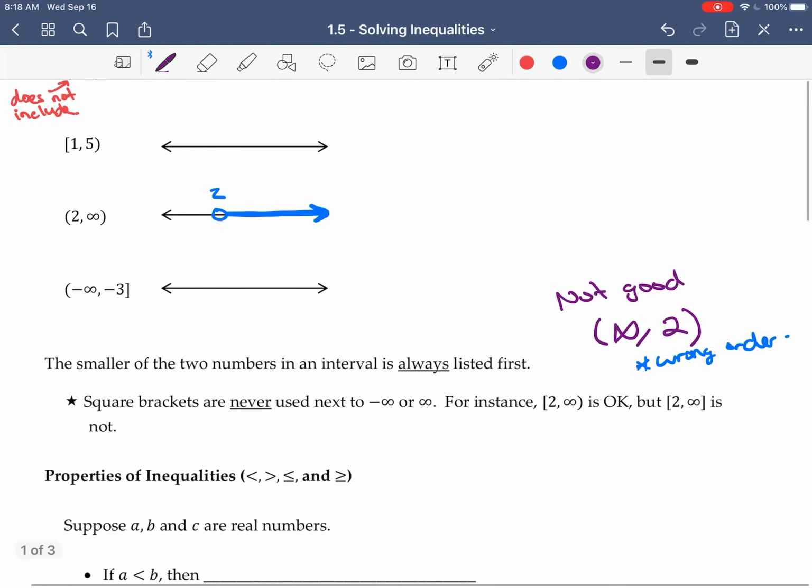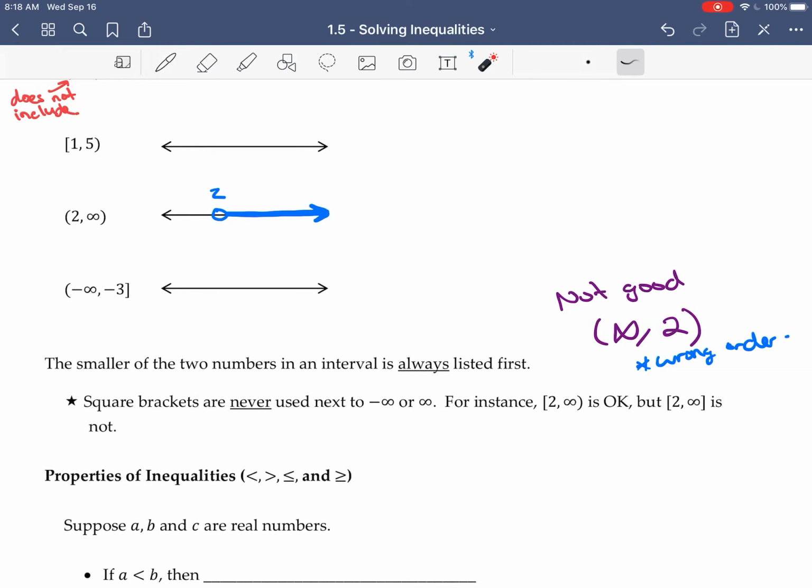And we never ever use square brackets for negative infinity or infinity, because these are not actual numbers. So you can never include it. You can never fully get there. So you can definitely not include that number.